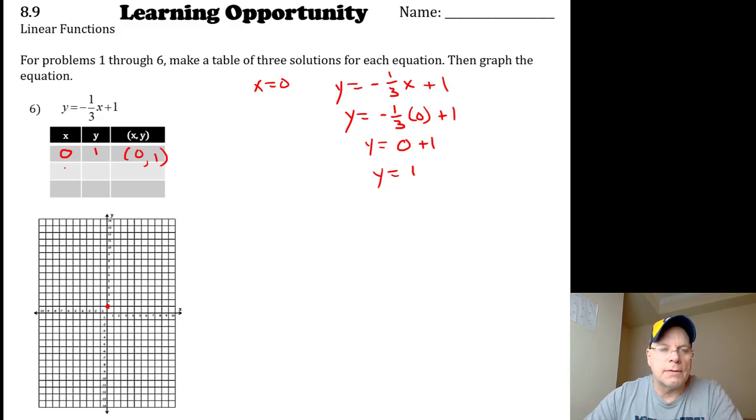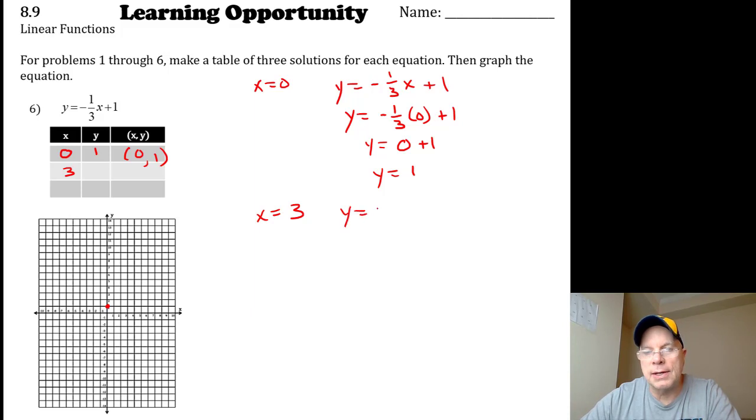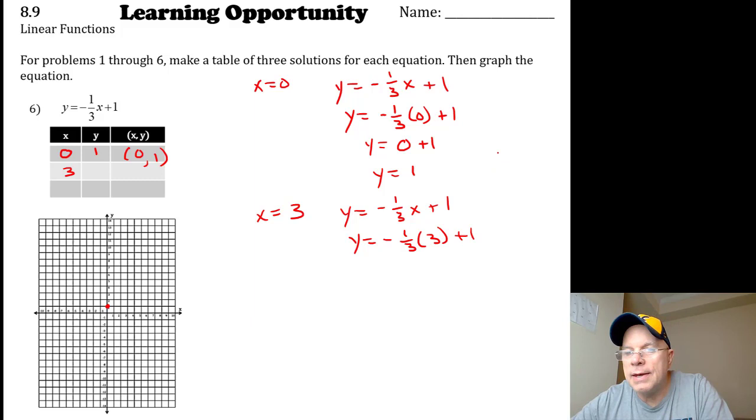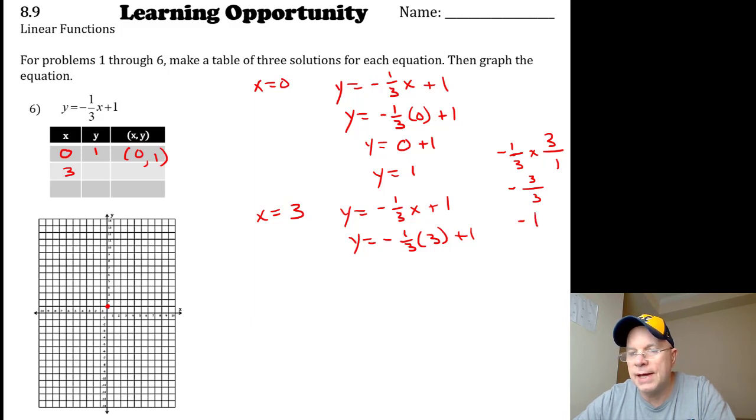Let me choose a multiple of 3 to make this easier, like 3. 3 is 1, 3. Y equals negative 1/3 x plus 1. Y equals negative 1/3 multiplied by 3 plus 1. Negative 1/3 multiplied by 3 over 1, if you like looking at it that way. Negative multiplied by positive is negative, so I get negative 3 over 3. 3 over 3 is 1, so I have negative 1. A third of 3 is 1. I have the opposite of 1, which is negative 1.